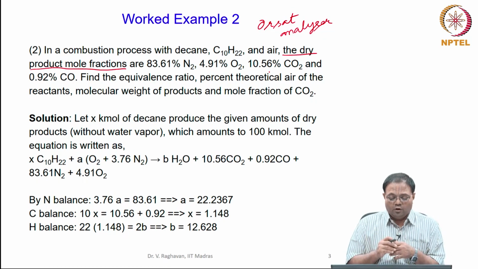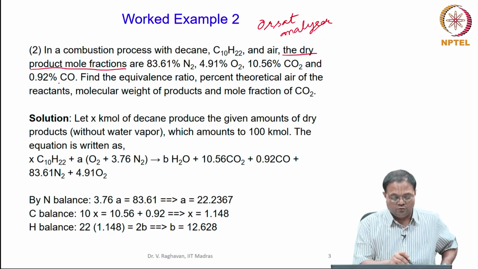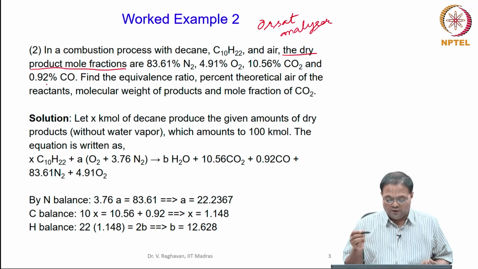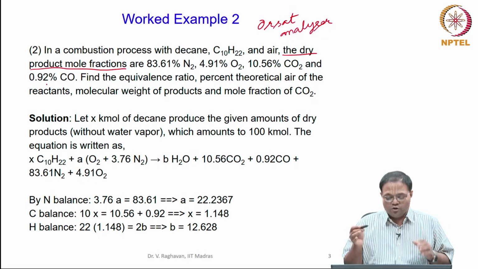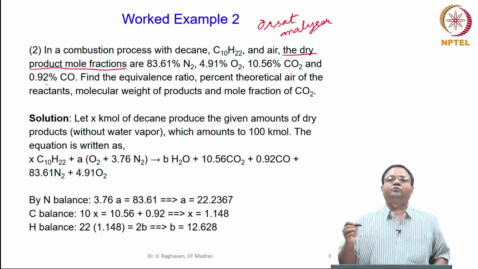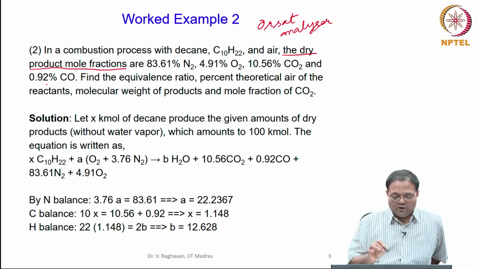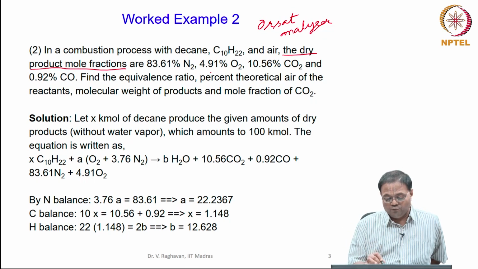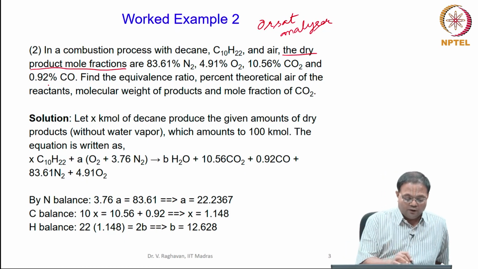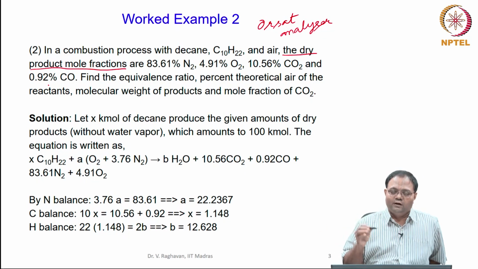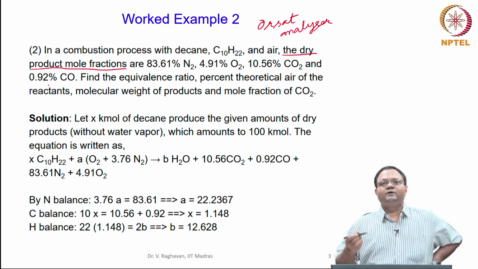Now if you add up these dry fractions, 83.61 nitrogen plus 4.91 oxygen plus 10.56 CO2 and 0.92 CO, you will see that it is 100 kilomoles, or 100 percent. So let us assume that 100 kilomoles of dry products are formed. In 100 kilomoles of dry products, we have 83.61 kilomoles of nitrogen, 4.91 kilomoles of oxygen, 10.56 kilomoles of CO2 and 0.92 kilomole of CO. What I am trying to do here is change the percentage into kilomoles.